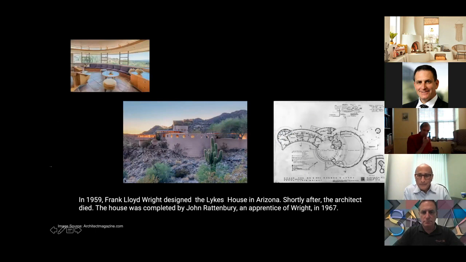Finally, we'll end with the Likes House. In 1959, Wright designed a curvilinear two-story single-family house for Norman and Amy Likes in Phoenix's Palm Canyon. And shortly after, the architect died, and the house was completed by architect John Rattenbury, who was an apprentice of Wright. And this was Wright's last residential design, and really took inspiration from the curved design of the surrounding mountains.